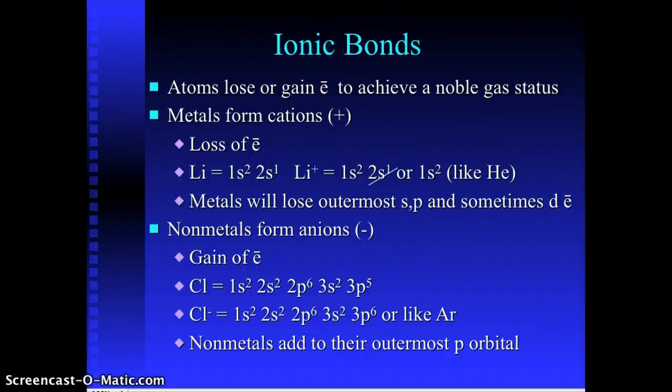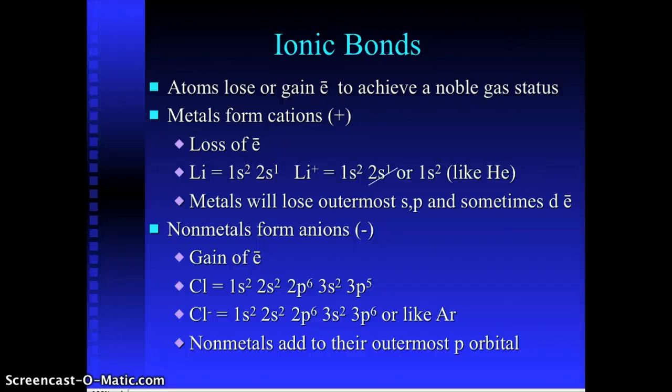So how do you know if they're going to be losing or gaining, or how many electrons? These atoms are trying to reach a noble gas status. In this last chapter, talking about electron configuration, that's what they want to reach, that really stable noble gas status. So they'll lose or gain whichever's easier to get to that noble gas status.